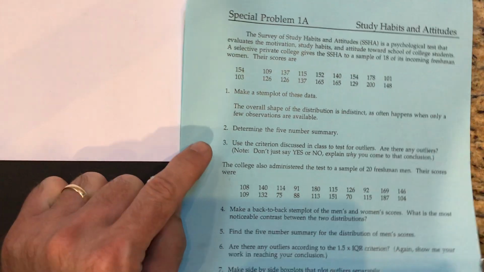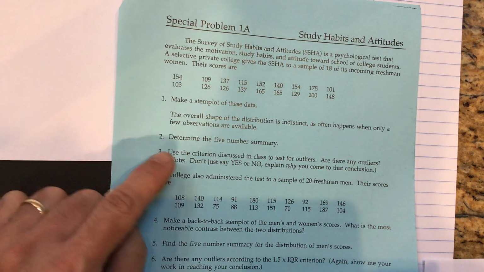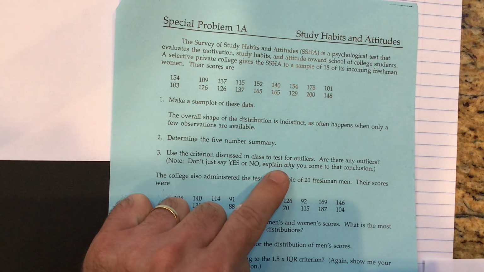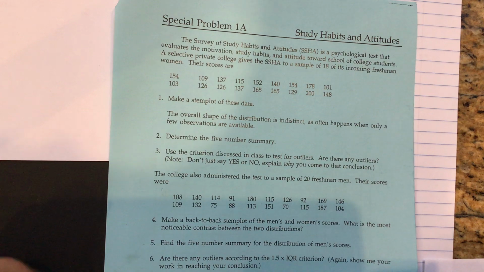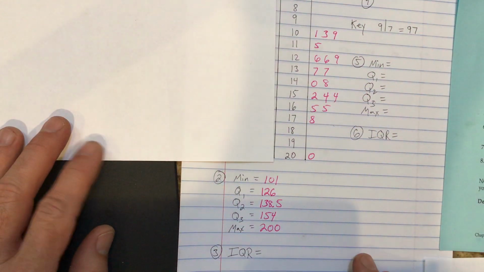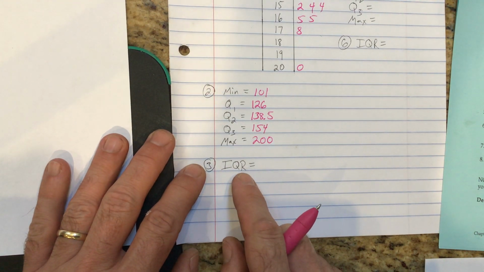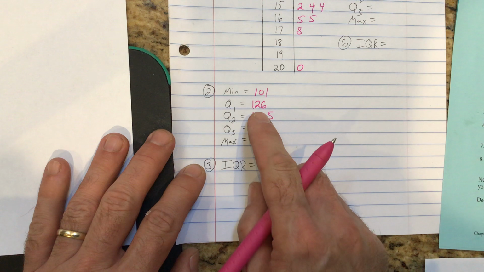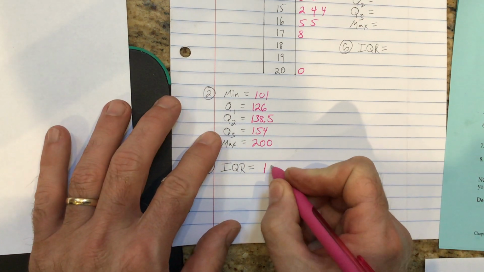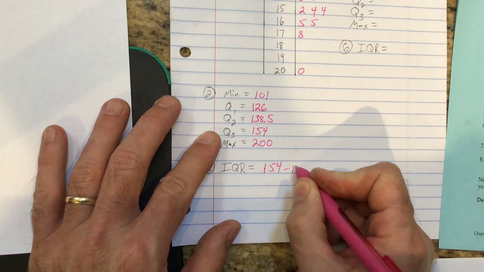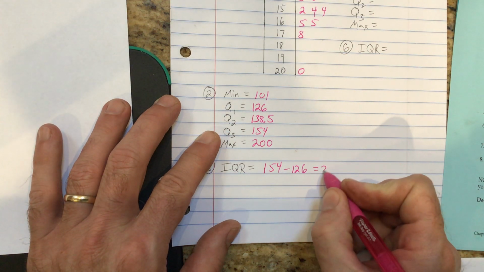Okay, question 3. Determine if there are any outliers. Don't just say yes or no, right? So show your calculation, show your work as to why you have outliers or not. Okay, so finding outliers. Step 1, you have to calculate your interquartile range. Remember, that's Q3 minus Q1. So in this case, that would be 154 minus 126, right? There's my interquartile range, which is 28.